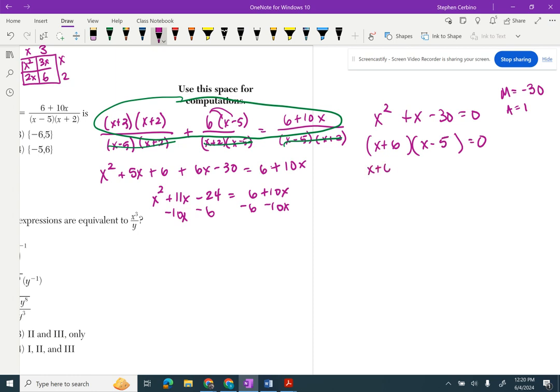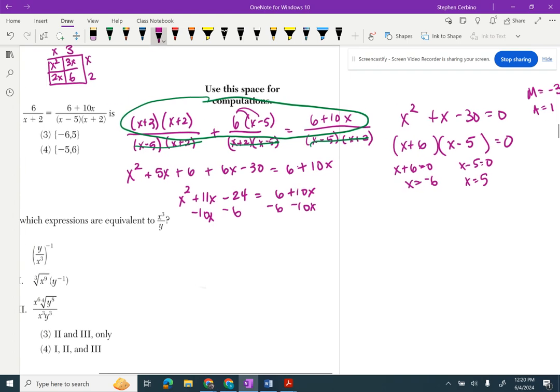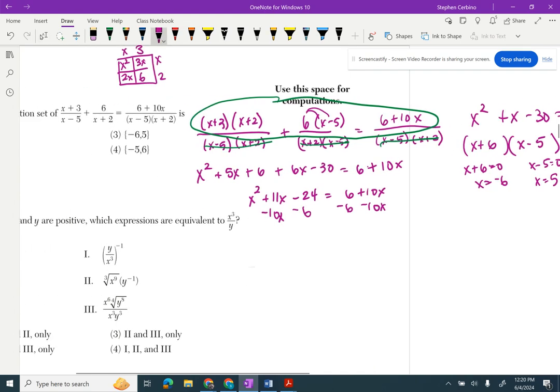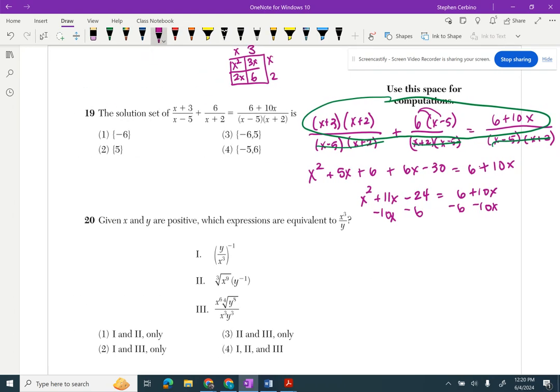The solutions come from setting this equal to 0 and solving, so negative 6 and positive 5 are your two possible solutions. But because these are fractions, we have to check and see, will either of these make any fraction undefined? So in this original problem, before I did any of this work, I could have determined that x cannot be 5 and x cannot be negative 2.